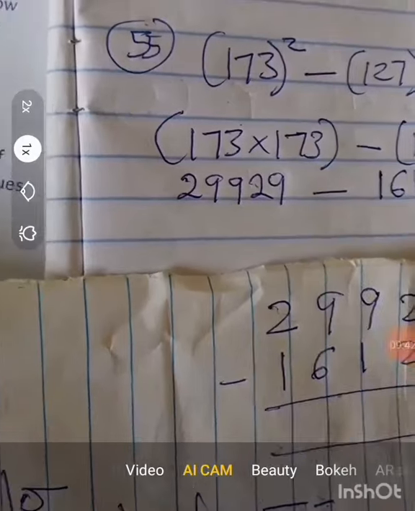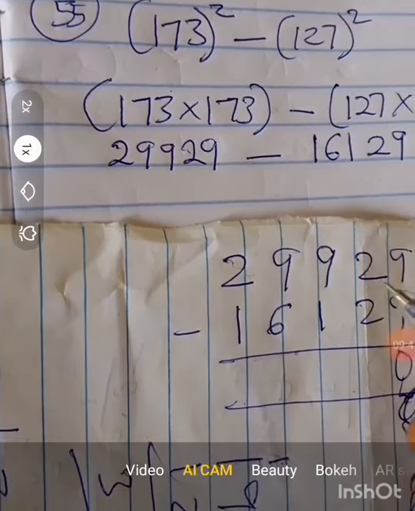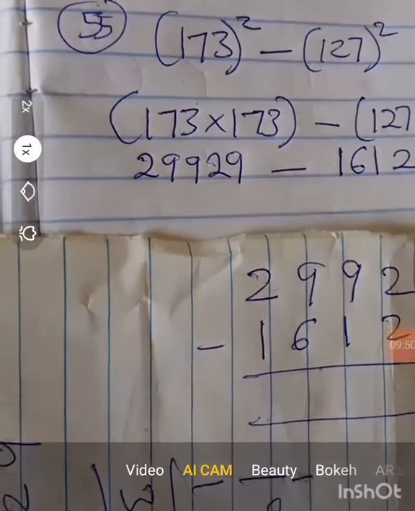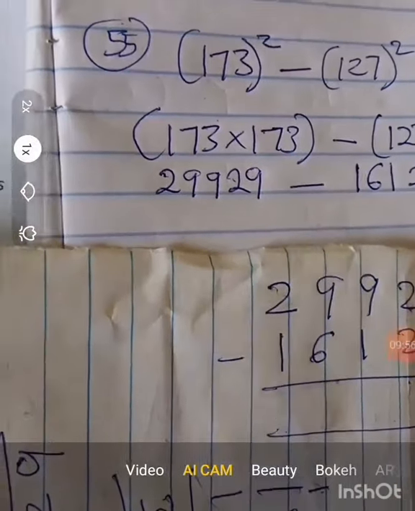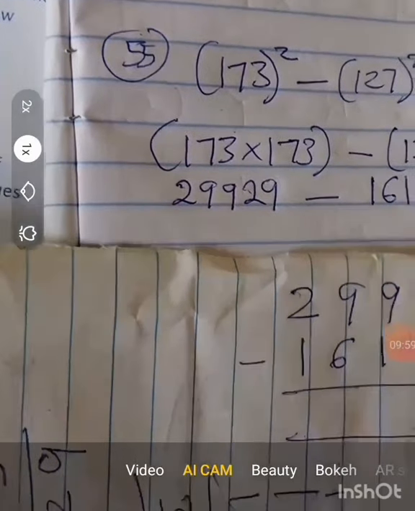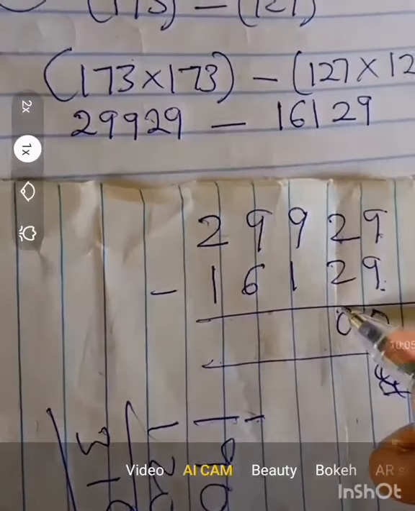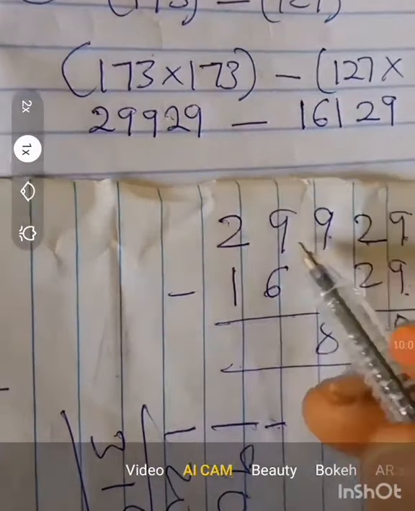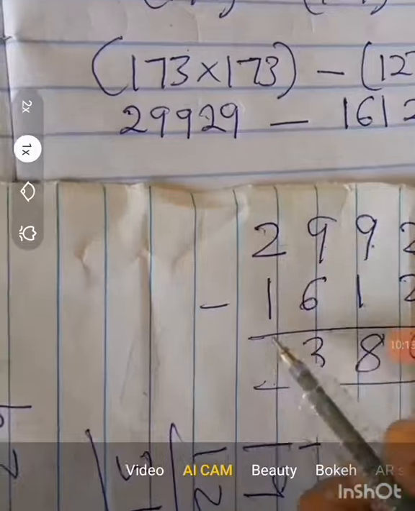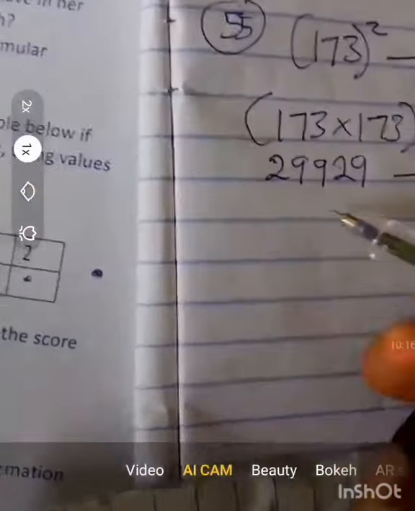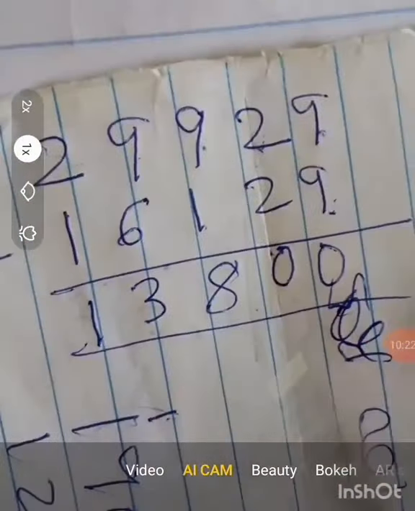9 minus 9, 0. 2 minus 2, we have 0. Sorry, 9 minus 9, we have 0. 2 minus 2, we have 0. 9 minus 1, we have 8. 9 minus 6, we have 3. Then 2 minus 1, we have 1. So our answer becomes 13800, from what we calculated.